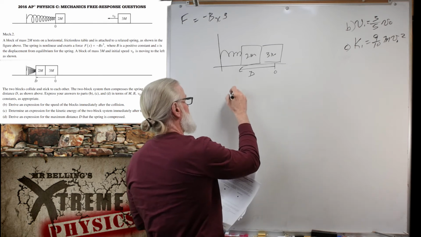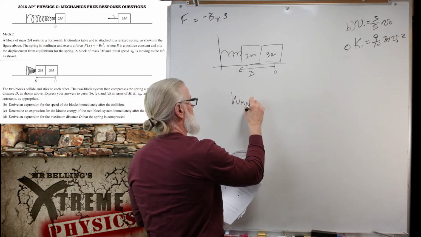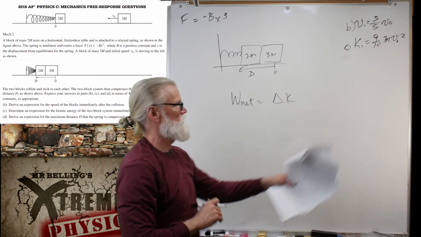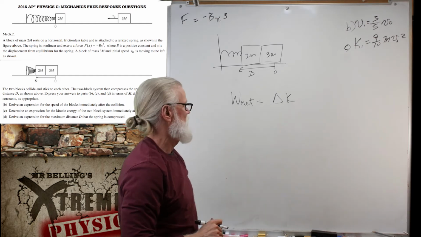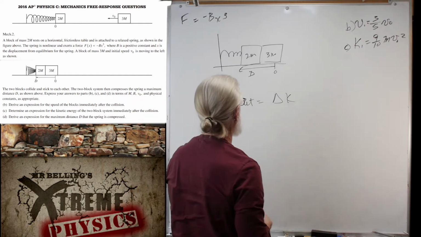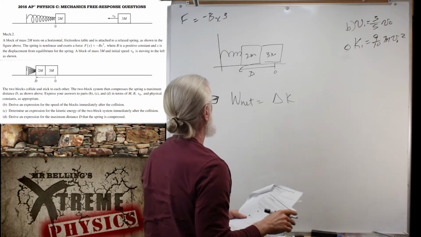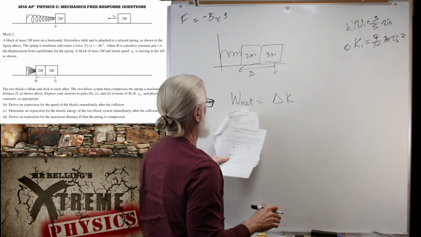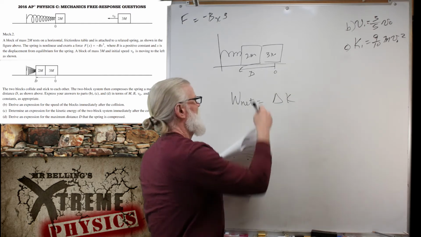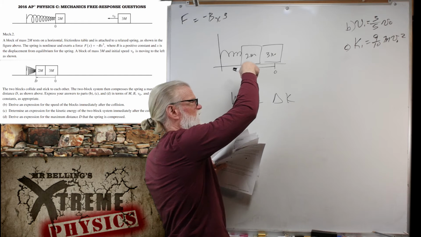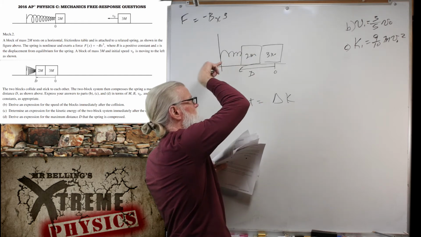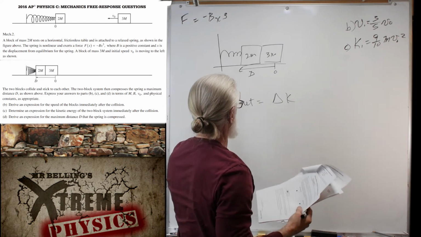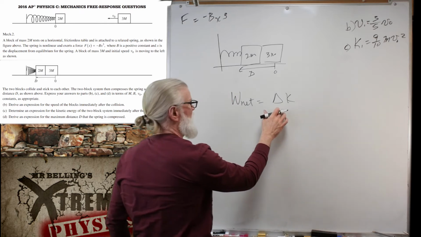All right, so we could use the net work equals change in kinetic energy theorem, right? So this is going to be the change in kinetic energy, and this is the net work that the spring is going to do on the block. Now we're just looking at the block as a system, and we're going to look at the net work done on the system. Weight doesn't do any work, and neither does the normal force. The only thing that's going to do work is the spring, and it's going to apply a force this way while it displaces that way, and that's going to change the kinetic energy.